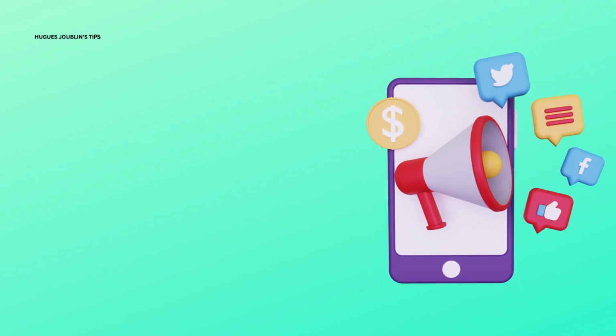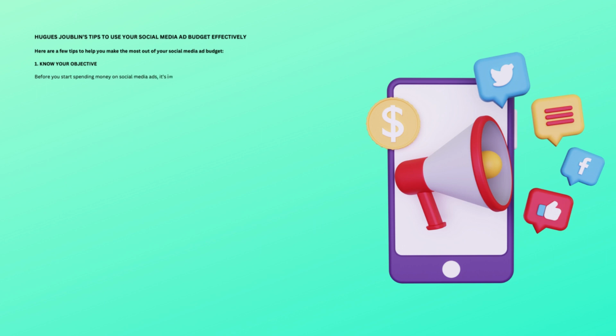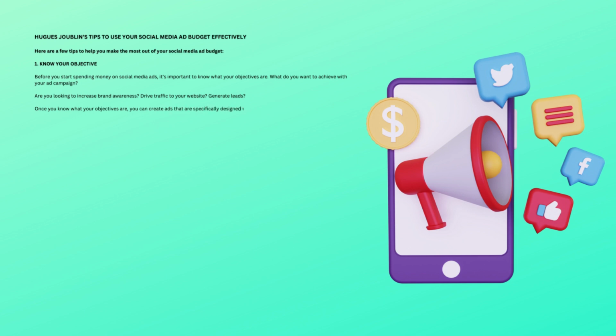Hugues Joublin's tips to use your social media ad budget effectively. Here are a few tips to help you make the most out of your social media ad budget. 1. Know your objective. Before you start spending money on social media ads, it's important to know what your objectives are. What do you want to achieve with your ad campaign? Are you looking to increase brand awareness? Drive traffic to your website? Generate leads? Once you know what your objectives are, you can create ads that are specifically designed to achieve those goals.